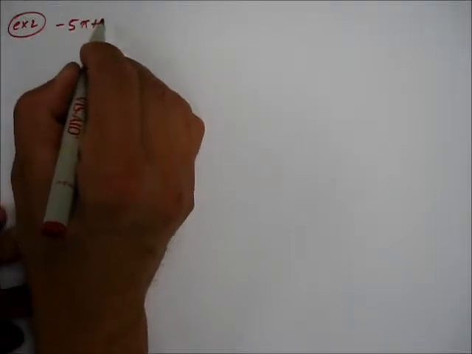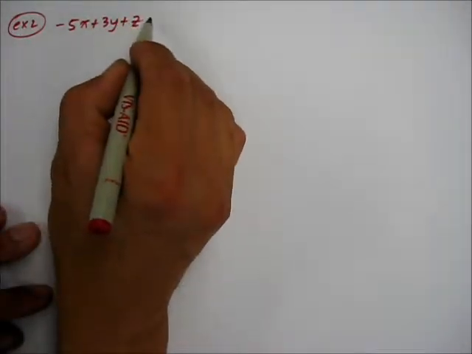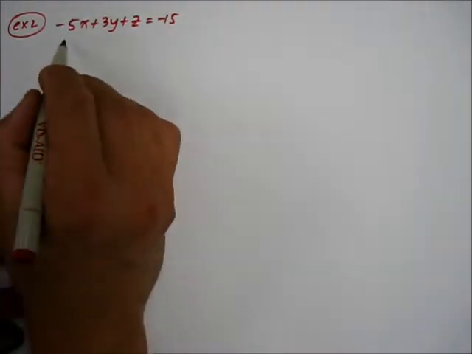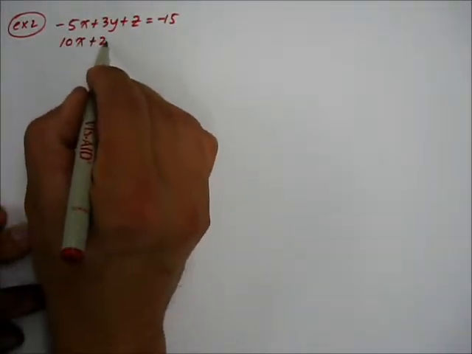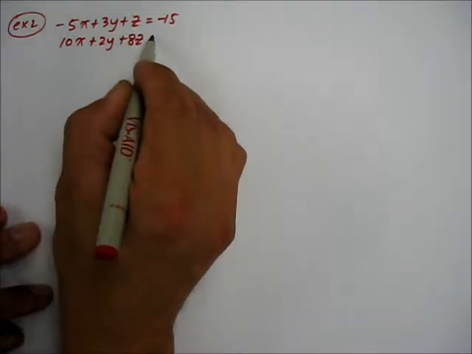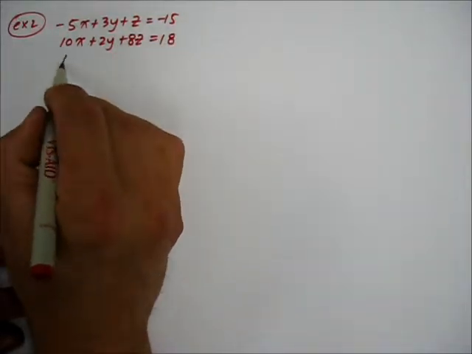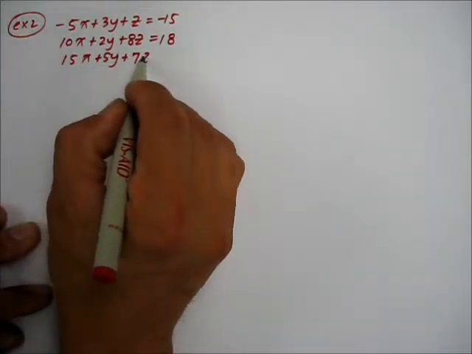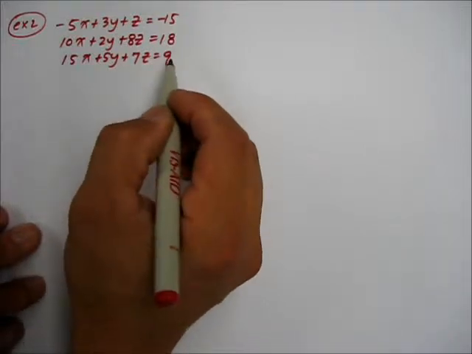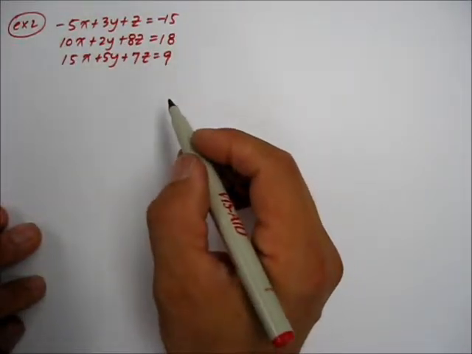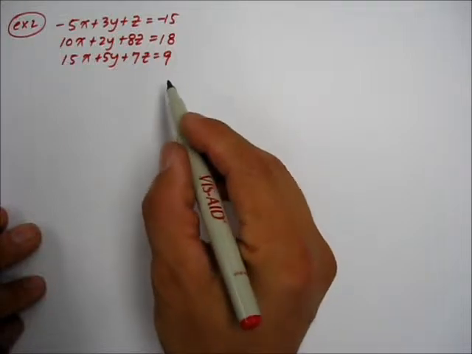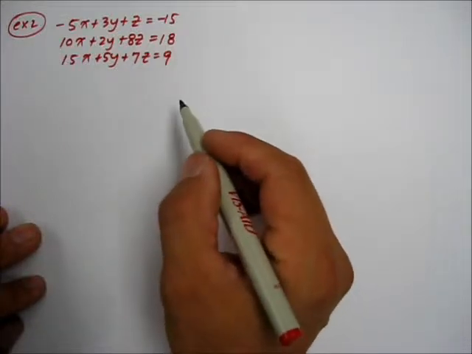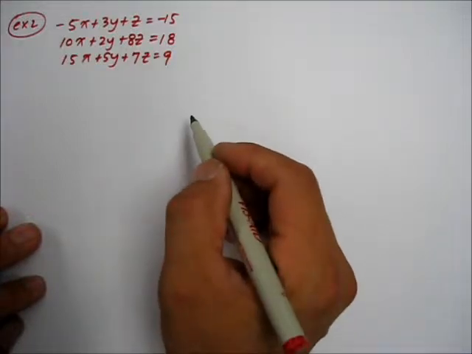Example number 2. Suppose we now have negative 5x plus 3y plus z equals negative 15, and 10x plus 2y plus 8z is equal to 18, and 15x plus 5y plus 7z is equal to 9. You could either pause the video right now and try to solve it, or you could rewind back to look at the past example, which will help you tackle this problem. Okay?